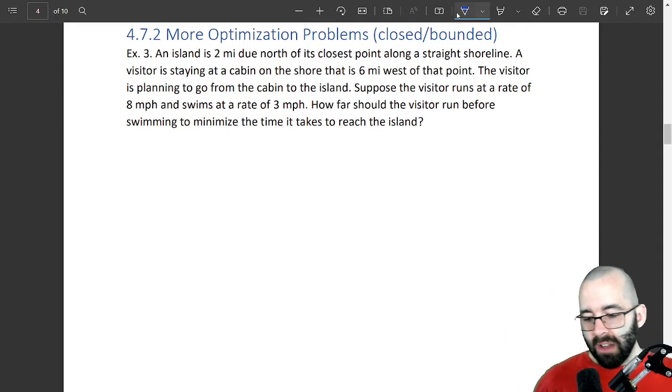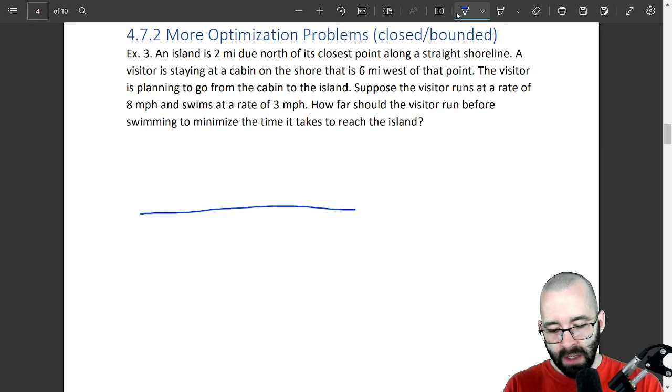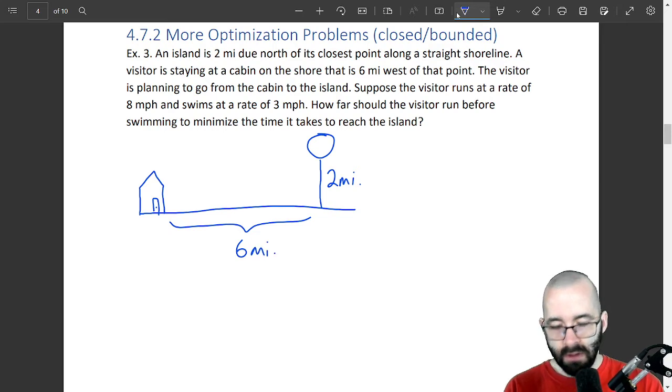All right, so we've got an island that is 2 miles north of its closest point along a straight shoreline. So we've got this nice shoreline, and then there's a beautiful island that is 2 miles north of the shoreline. A visitor is staying at a cabin on the shore that is 6 miles to the west of the island.